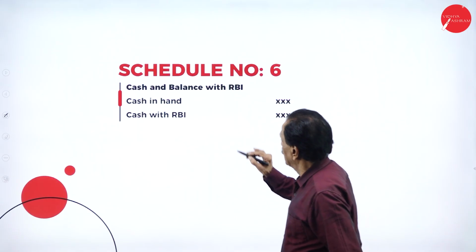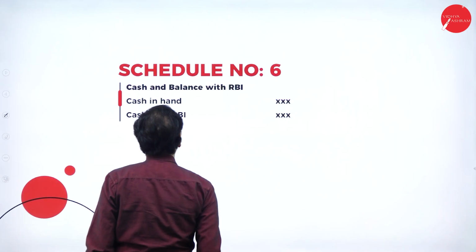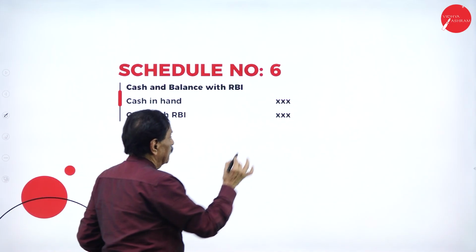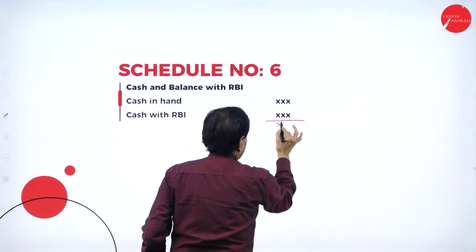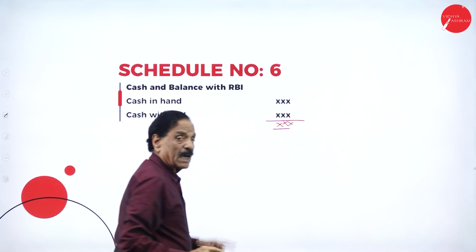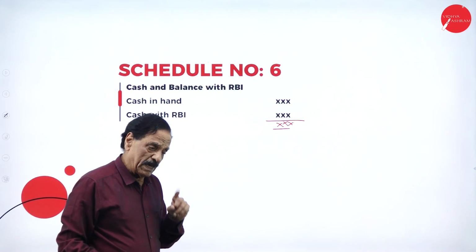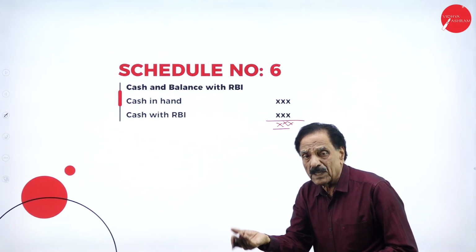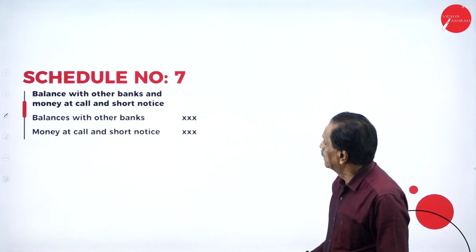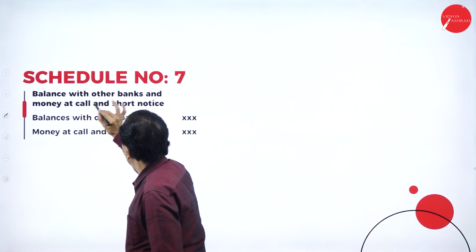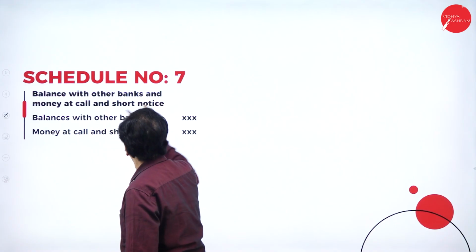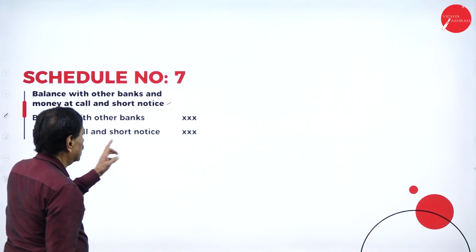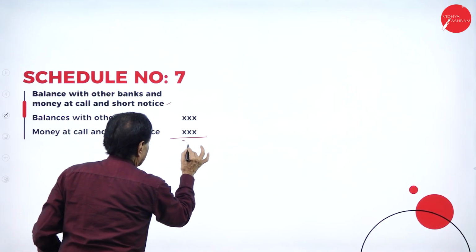Schedule number 6, cash and balances with RBI. Cash in hand, cash with RBI only. Cash in hand, cash with RBI. Next, schedule number 7, balances with other banks and money at call and short notice. In that: balance with other banks, money at call and short notice, total.